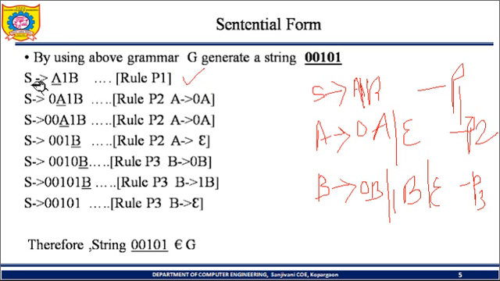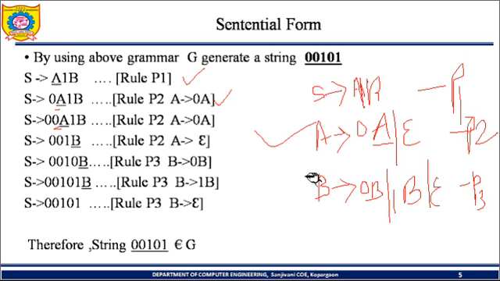Now that A is replaced with 0A, because we want to generate this 0 0 1 0 1. So A is replaced with 0A, so the string will become 0A1B. So here you can see rule P2 is used, A to 0A. You should write like this while generating the string. Now after that again we want one more 0. So A is replaced with 0A. Again we have used the same rule P2. Again we want 0 0 1. So A is replaced with epsilon. We have used the rule P2 again, with A tends to epsilon.